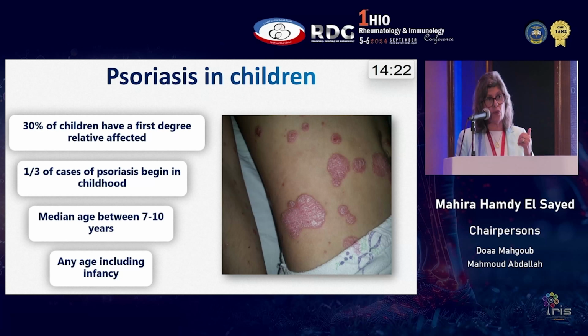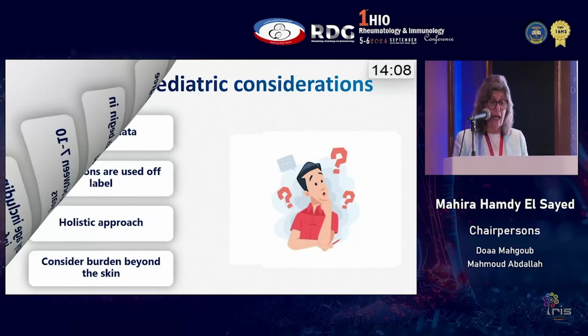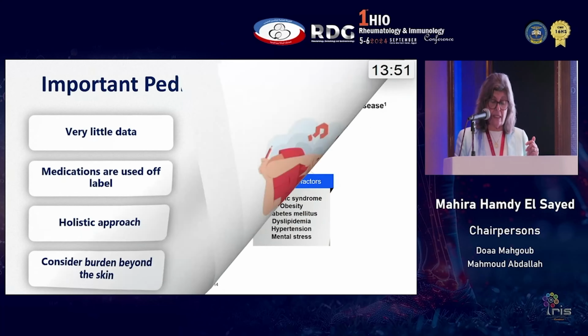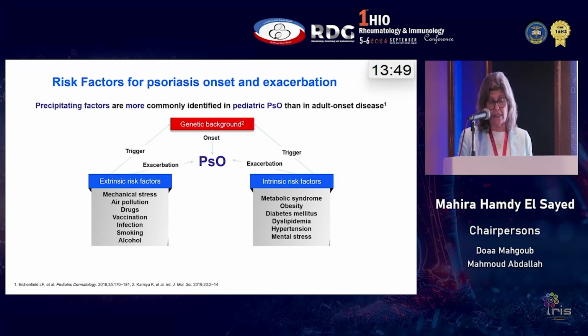We have to treat psoriasis very early because, first of all, one third of the cases of psoriasis begin in childhood. 30% of children have a first-degree relative affected, between the age of 7 and 10, and it can occur at any age. The problem with pediatric psoriasis is there is very little data. We use a lot of medications off-label from other specialties. We need to consider the burden of the disease and approach the patient holistically, also in terms of the comorbidities.